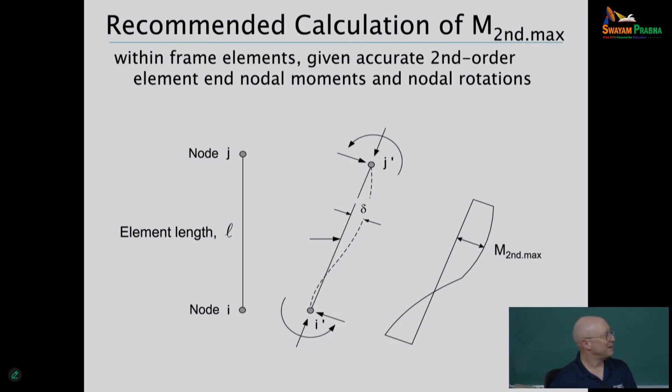We've got nodal moments, and I'll show you some recommendations about how to make sure that your nodal moments are accurate in a second order analysis. So we followed those rules. We've got accurate nodal moments, but now, do we have a larger moment for the second order moment between the nodes? How do we estimate that?